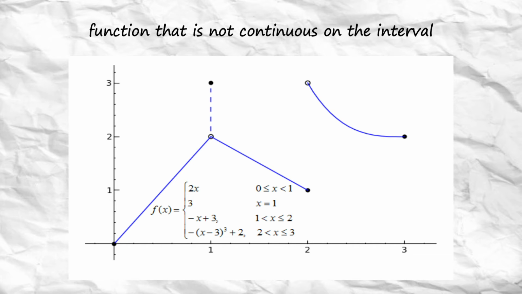For the first point, it shows that x is equal to 0 and y is equal to 0. The second point is (1, 2). The third point is (1, 3). The fourth point is (2, 1). The fifth point is (2, 3). The sixth point is (3, 2). And it shows that the minimum value of x is 0 and the maximum value of x is 3. The minimum value of y is 0 and the maximum value of y is 3.